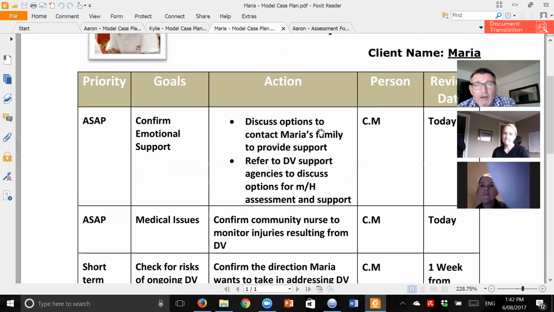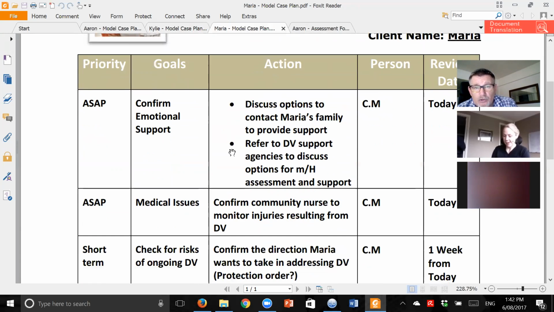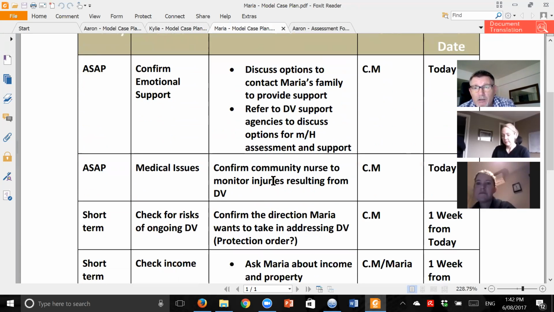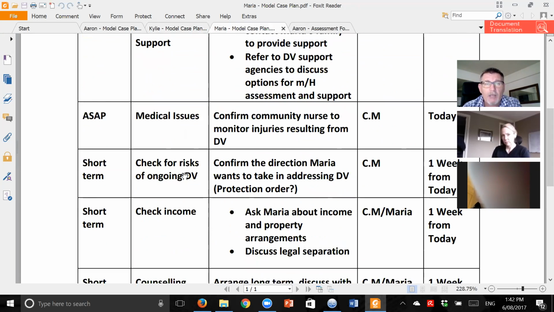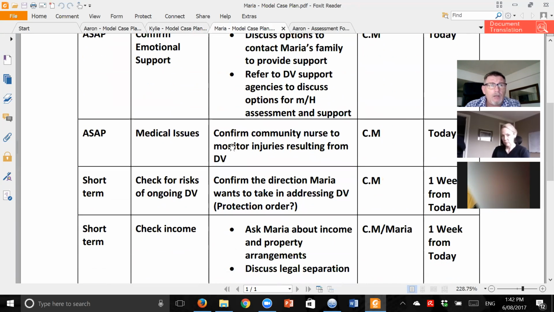So for Maria, different strategies: confirm emotional supports, and for medical issues, make sure she's linked in. Check for ongoing risk of DV. And again, that might be a legal issue, protection orders. Does Maria want to go down that route? She knows her husband better than anyone else. Again, as soon as possible, we can have multiple issues on one day. The emergencies, whatever they come in.